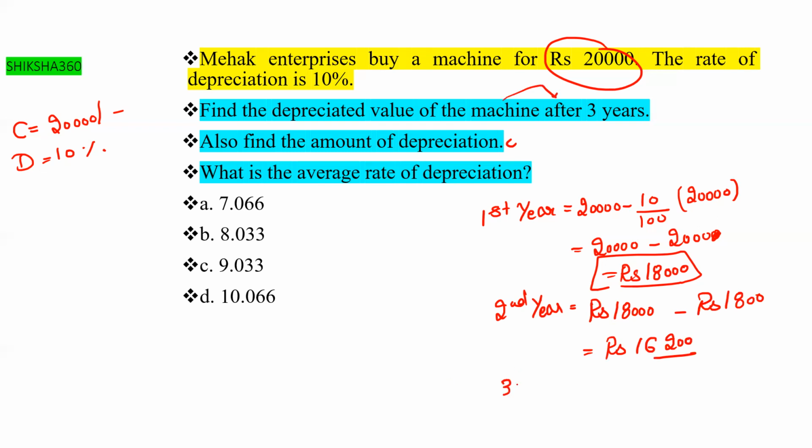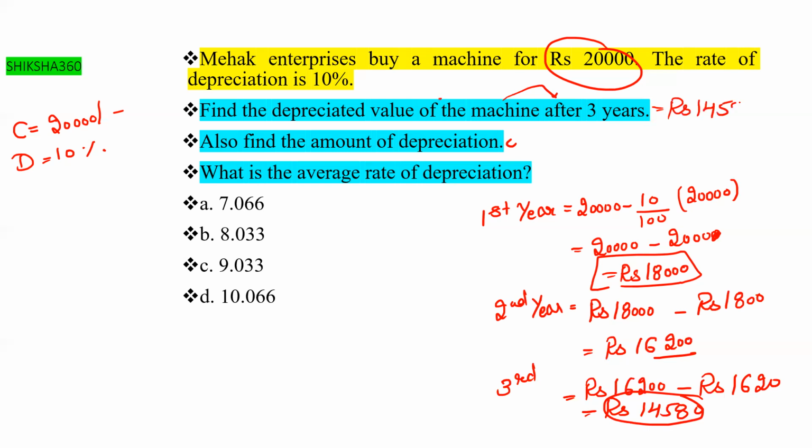Now to find the depreciated value after 3 years: in the third year, rupees 16,200, 10% is 1,620. When we subtract 16,200 minus 1,620, it comes out to 14,580. So the first question, find the depreciated value of the machine after 3 years, the answer is rupees 14,580.